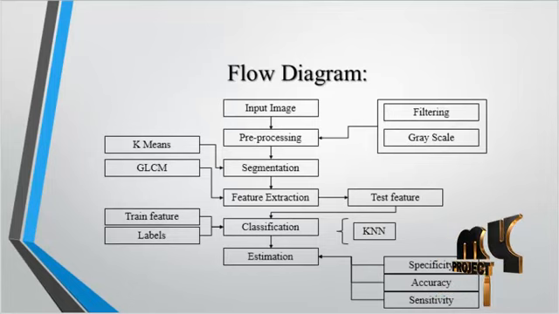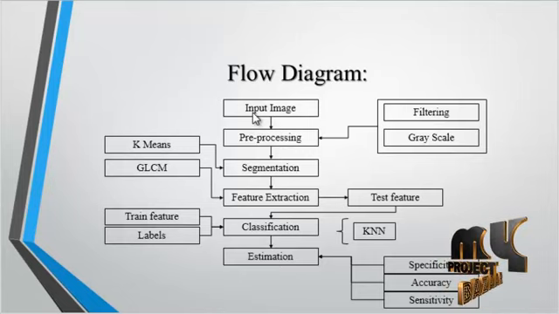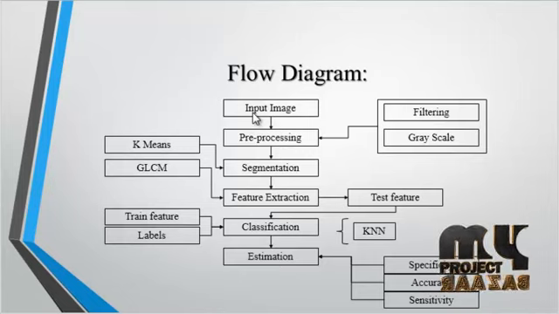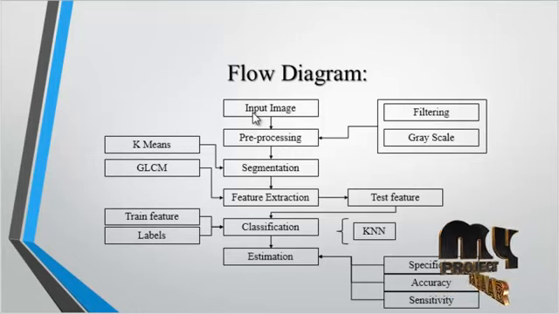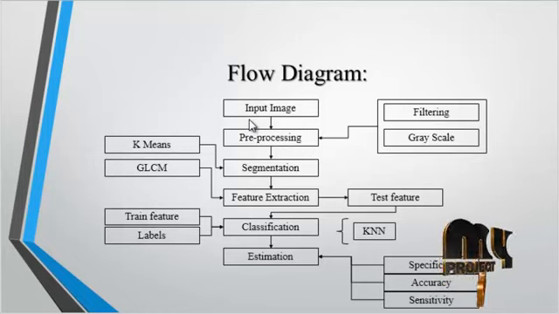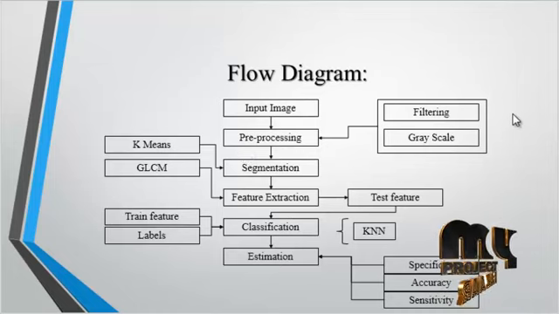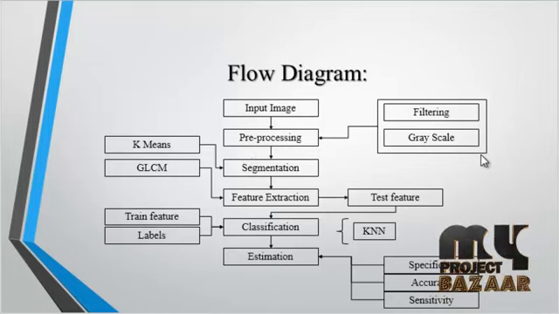Now we are going to discuss the flow diagram for the process. This is the overall working flow for the process. At first, the input image is taken from the dataset. The dataset is a folder which consists of several images. After getting any one image from the dataset, the pre-processing will be carried out in two steps, filtering and grayscale conversion.